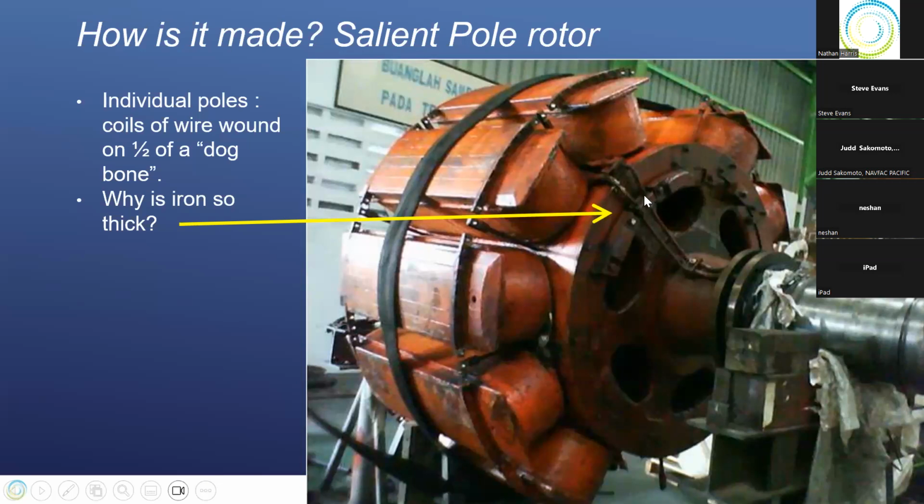Okay, so why is this iron so thick? Well, it's got to conduct the magnetic field from north, south, north, south. These poles vary all the way up and down around here as this magnetic field is then rotated or spun past the conductors in the stationary part to make the voltage. So I always figured if I knew how something was made, it's easier to fix. And I repaired and fixed these machines in my career.